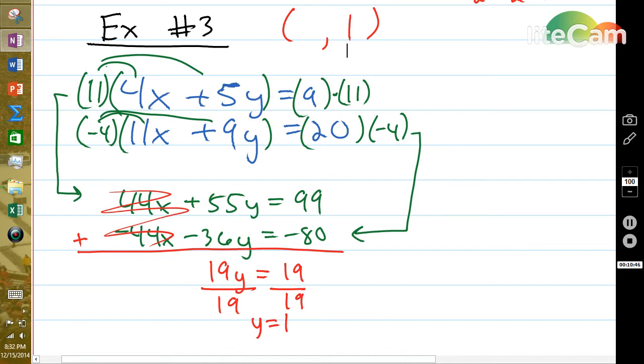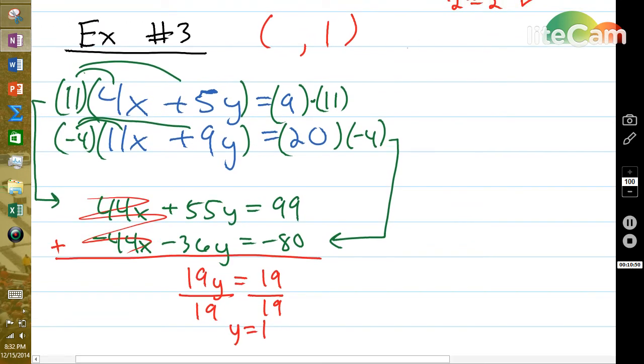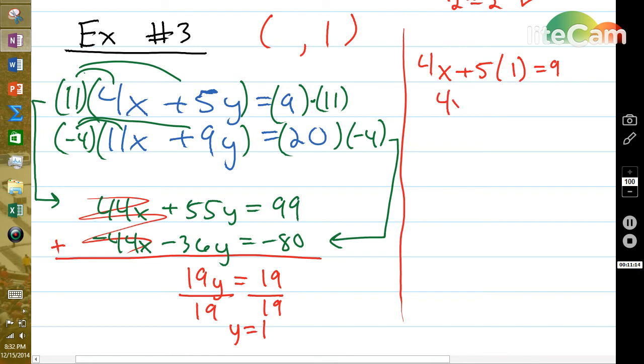The point at which these two lines cross. The y coordinate is going to be 1. In order to find x, we're going to plug it back into one of the equations. Now I have 4 here. It does not matter which one you choose at all. So I'm going to choose just the first one and plug in 1 for y. So 4x plus 5 times 1 equals 9. 5 times 1 is 5.